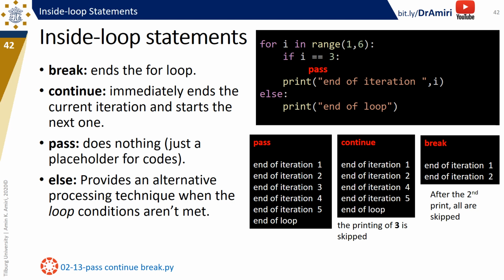But if we run the code with pass, you see at the bottom of the page that it traced through all the numbers 1, 2, 3, 4, 5, and when the loop is ended, "end of loop" is printed because of the else clause.